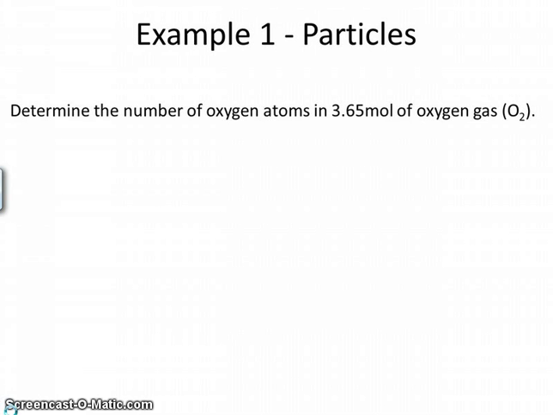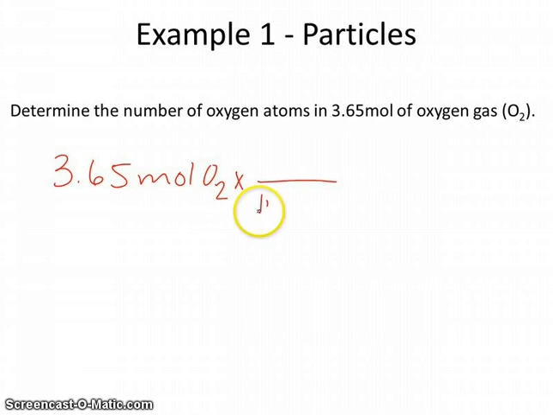First question we'll do deals with particles, and it's going to determine the number of oxygen atoms in 3.65 moles of oxygen gas. So we'll do this like a normal dimensional analysis problem. So we'll write down what we know, 3.65 moles of O2 gas. We know from what we said in the previous slide that in every 1 mole of O2, there are 6.02 times 10 to the 23rd O2 molecules.